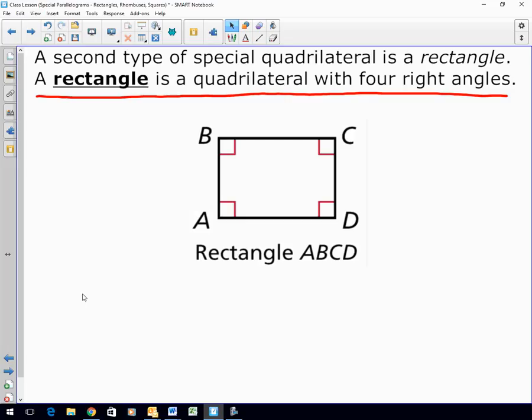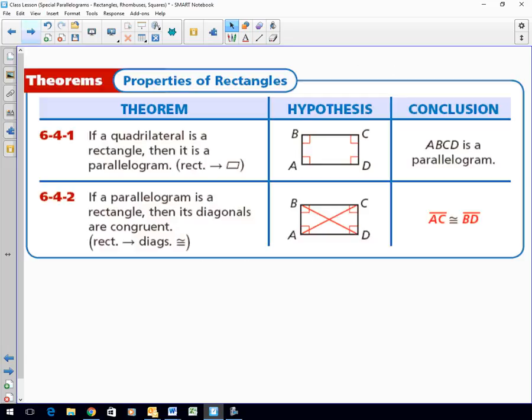Alright, so we've got a quadrilateral with 4 right angles. That's merely a rectangle. There's a few more properties though that go along with it. First off, let's say this. If the quadrilateral is a rectangle, then it is also a parallelogram. I'd write that down. It's kind of important.